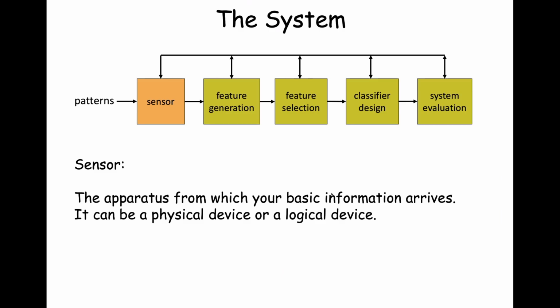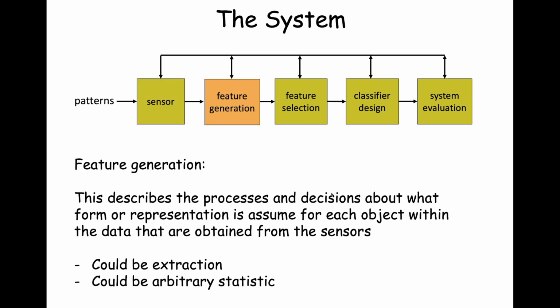Now from that image, the focus of today is to take that raw sensor information and to perform feature generation. That's going to be the subject for today, and we'll carry forward that image example and talk about feature generation specifically for images. Feature generation, as we said in the first module for this semester, describes the processes and decisions about the form of representation that you assume for each object within the data obtained from the sensors. This could be by extracting some raw information returned by the sensors. It could be an arbitrary statistic. So that's going to be our focus for today.